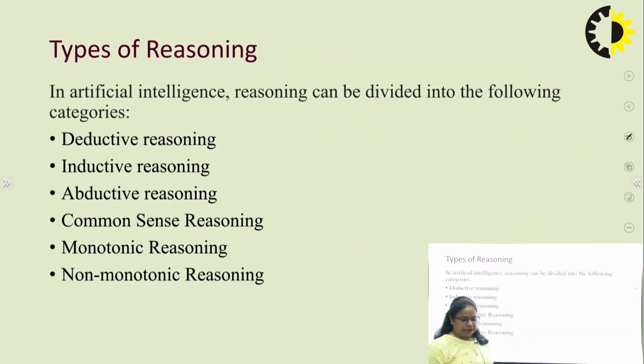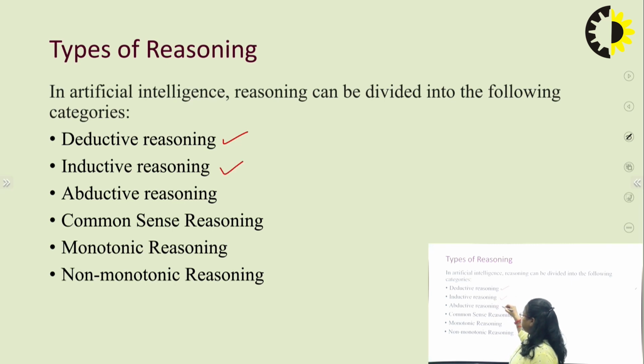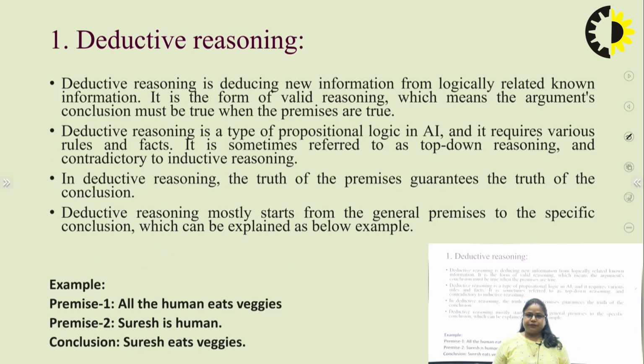Then after that, let's discuss the different types of reasoning. In artificial intelligence, we have divided reasoning into various categories. The first is called deductive reasoning. The second is called inductive reasoning, right? The next is abductive. The next is common sense reasoning. The next is monotonic. And the last is non-monotonic reasoning, right? So these are the various types of reasoning. First of all, we are going to discuss deductive reasoning.